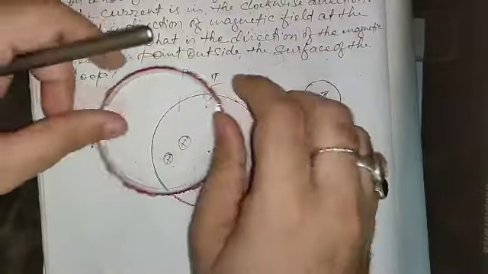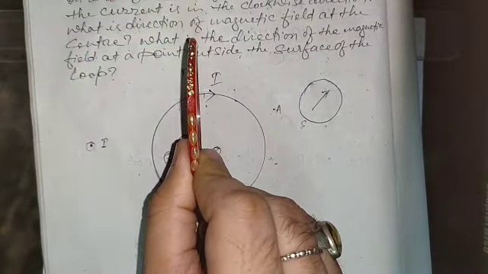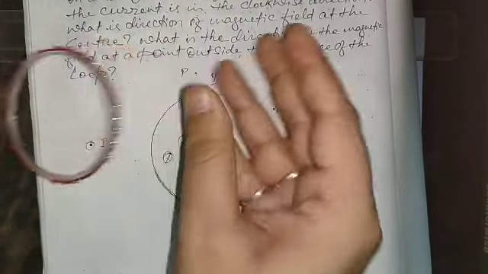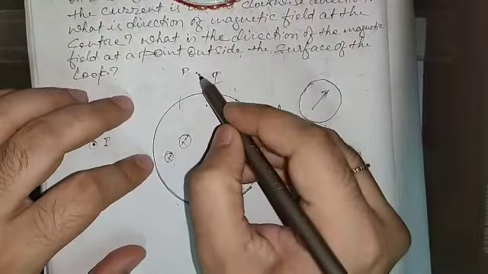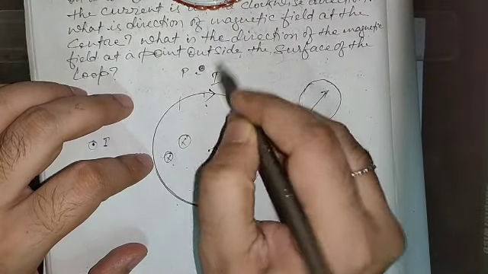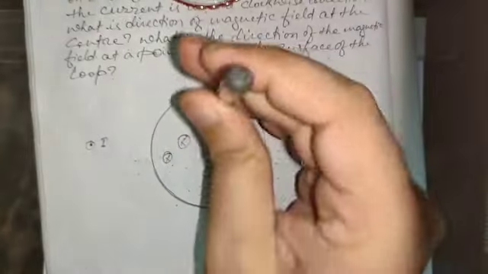So the circle will be like this. So here if we draw the tangent, it will go like this. So perpendicularly up. So here the field line will be perpendicularly up. The direction of the field is perpendicularly up like this.